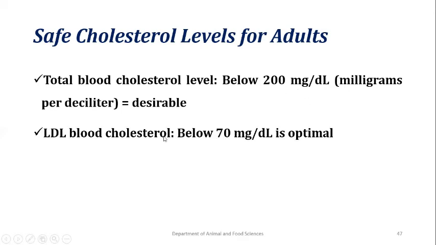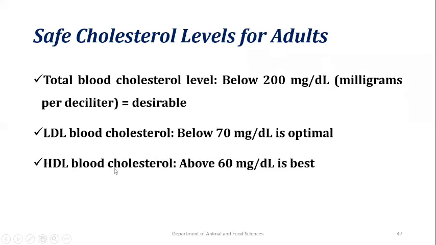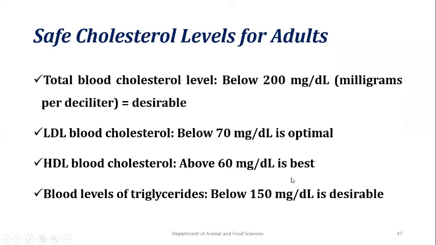Also, LDL blood cholesterol level should be maintained below 70 milligrams per deciliter. HDL blood cholesterol, HDL is considered good, and it should be maintained above 60 milligrams per deciliter. And the triglyceride level usually should be below 150 milligrams per deciliter. So these are the desirable levels of lipids in our blood.